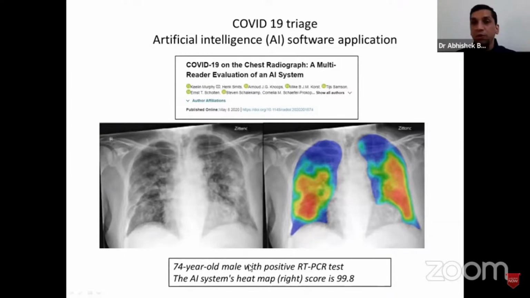And this was a 74-year-old gentleman with a positive RT-PCR test. And the AI system's heat map score is 99.8. It is actually covering up the whole of the pulmonary, both lung fields.